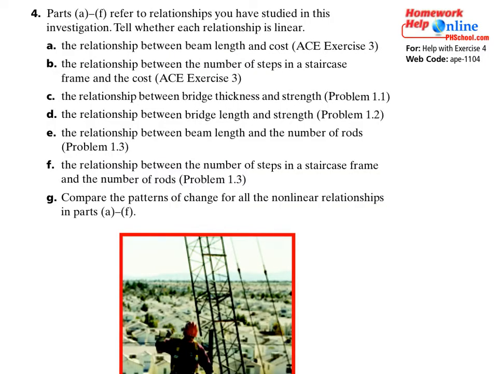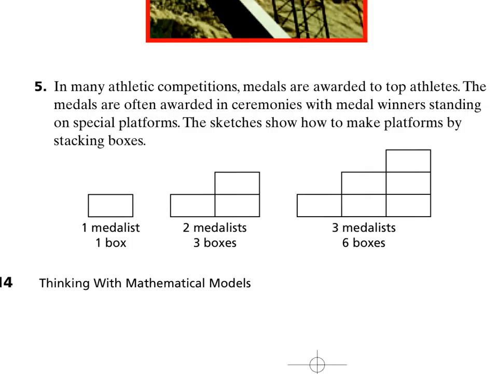Question 4 asks students to decide if things are linear or not by looking at the relationship between the independent and dependent variables in various situations. Question 5 asks students to apply their knowledge of tables, graphs, and equations to a new situation. It's similar to the other ones and yet different. They're looking for a pattern.